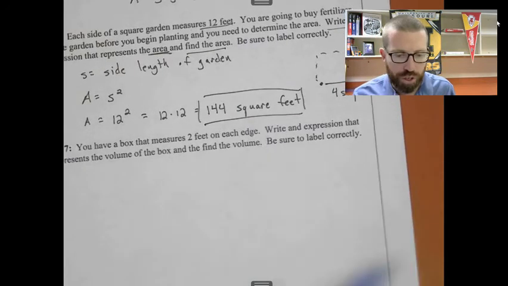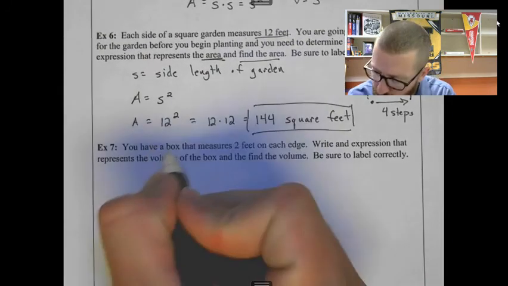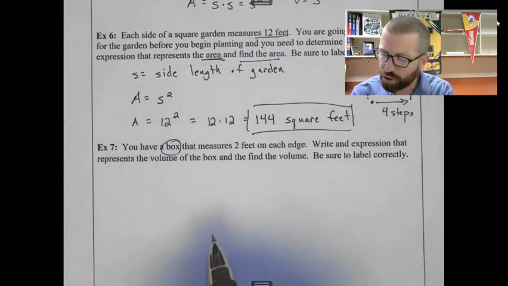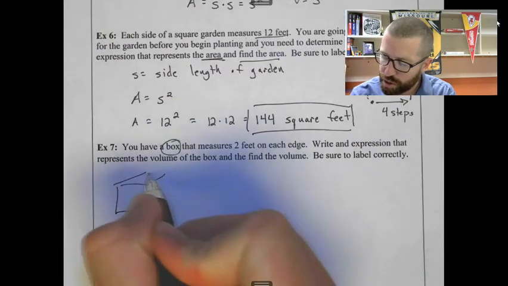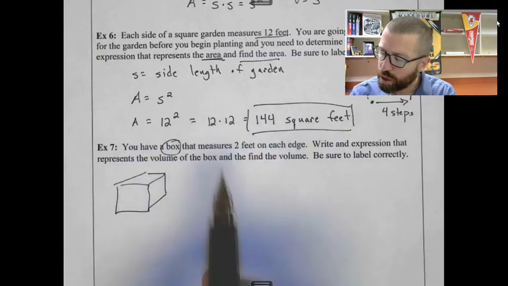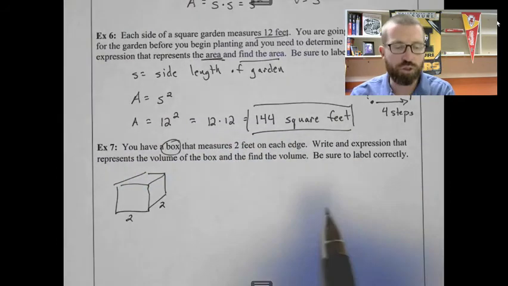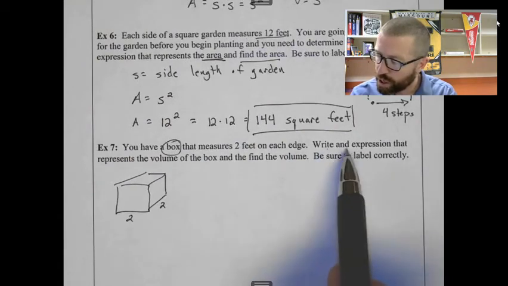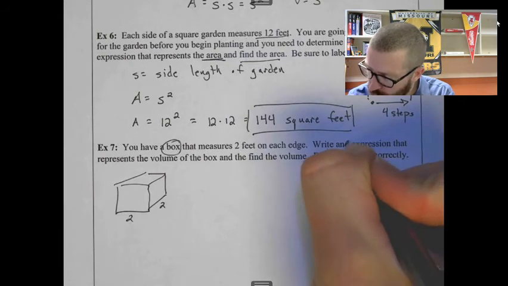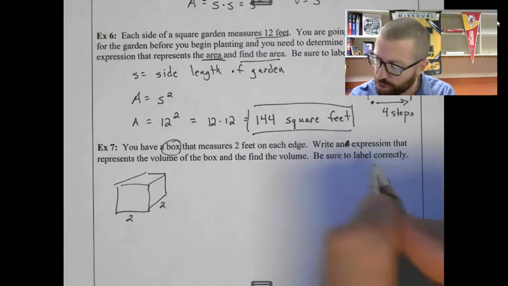Okay, so let's look at the next one. Number 7. You have a box that measures, so a box implies it's 3-dimensional, right? Like there's a length, width, and a height. And it measures 2 feet on each side. So 2 feet, 2 feet. Anytime you can draw a picture, that's pretty good too with word problems. We want to write an expression that represents the volume of the box and find the volume. Be sure to label it correctly.